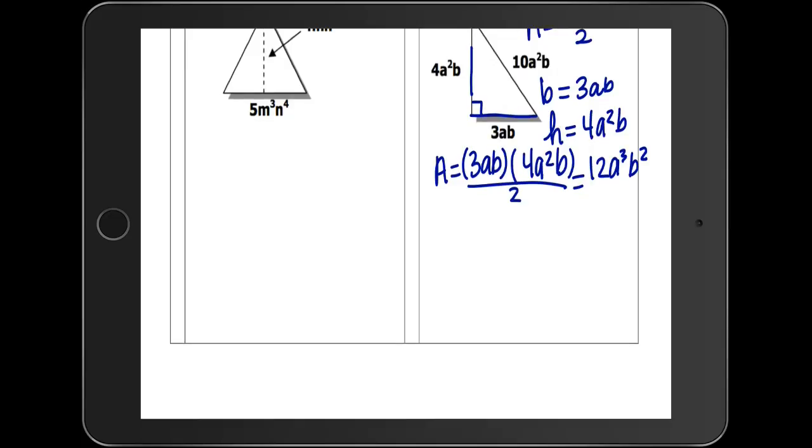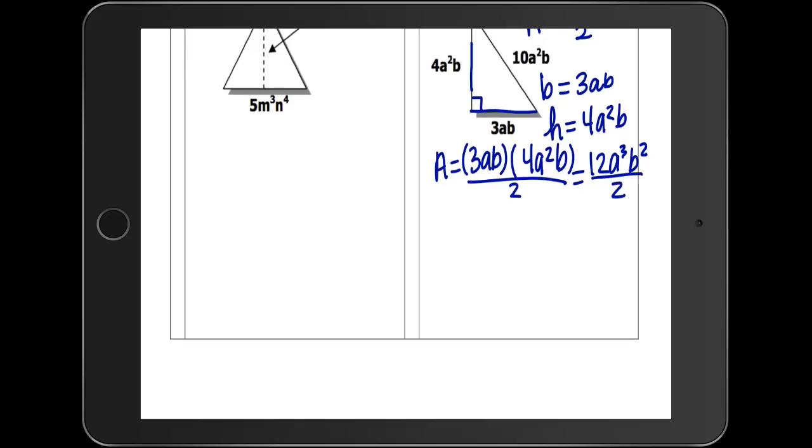Okay, I have to remember that this is still being divided by 2, so I'm not quite done yet. I need to do one more step to simplify this. 12 divided by 2 is 6, so I'm left with 6a cubed b squared, and this is my final answer for the area of this right triangle. So I'd go ahead and put a box around this, make sure I wrote the area there, and we're all done. Hopefully this helps you finish problems 3 and 2 on your own.